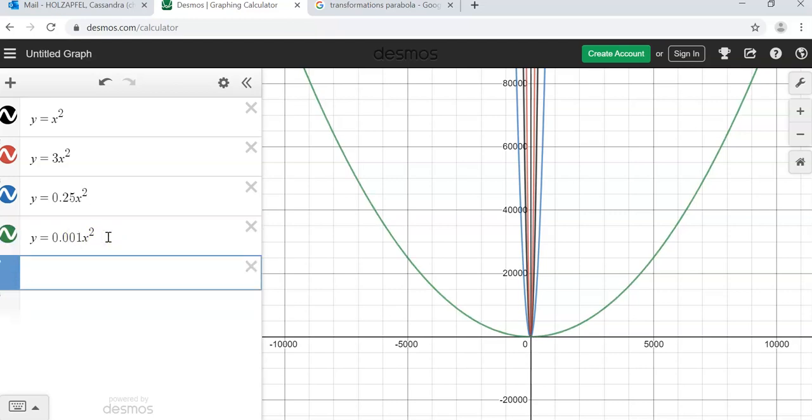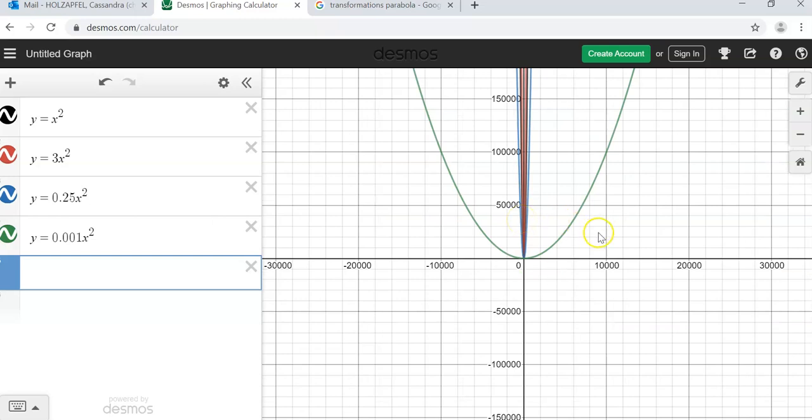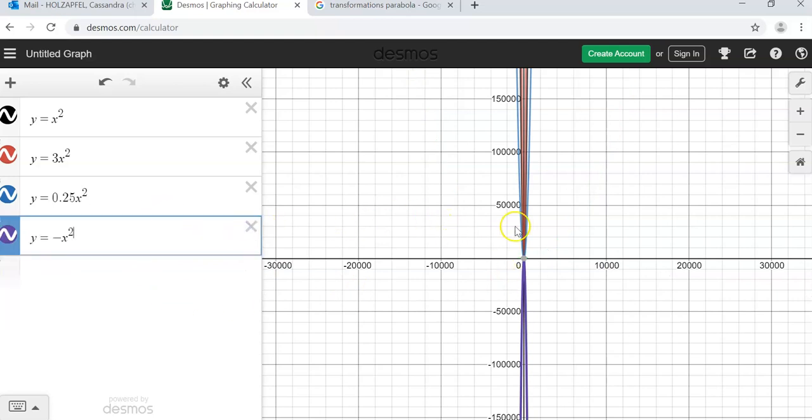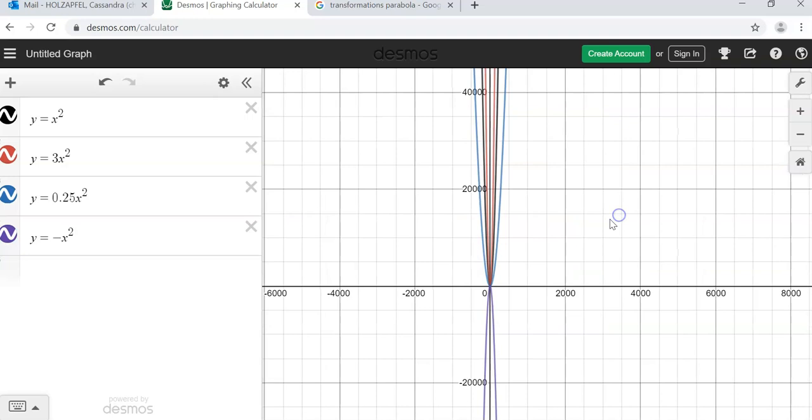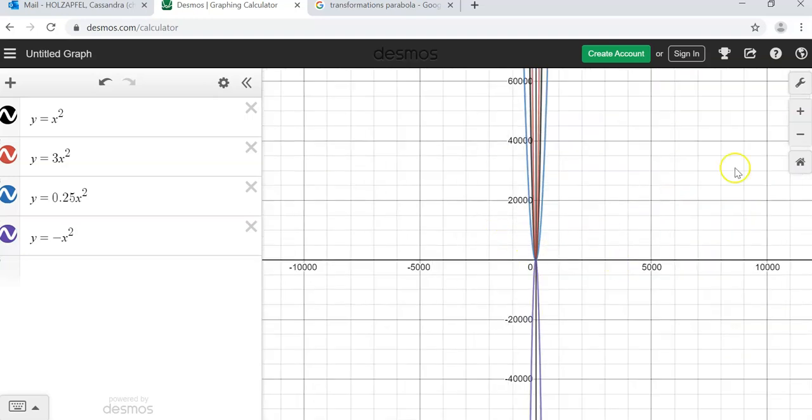So alternatively now, what would happen if I was to have a negative value out the front? So if I was to try y is equal to negative x squared. So what do we notice? Let's remove this one here, because it's quite different compared to the other ones. What do we notice is different between these two functions? I'm just going to fix this view.